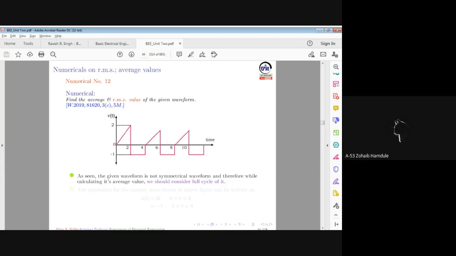So the slope is changing in the other cycles. Sorry, you are not clearly audible to me. So please check the connectivity at your end.